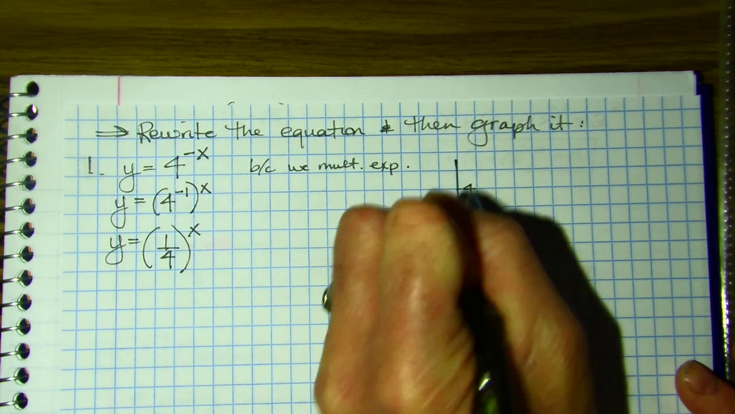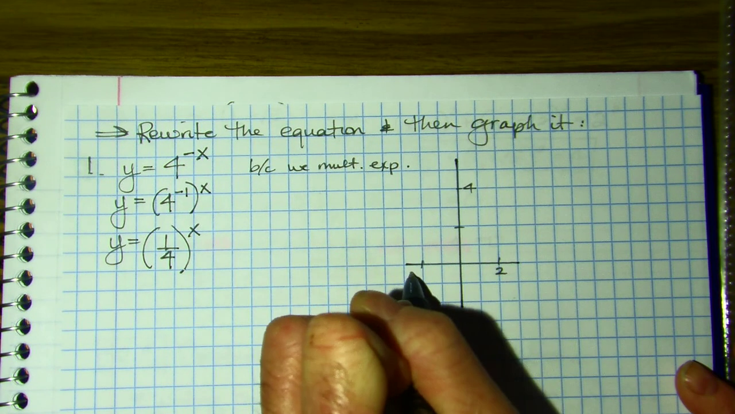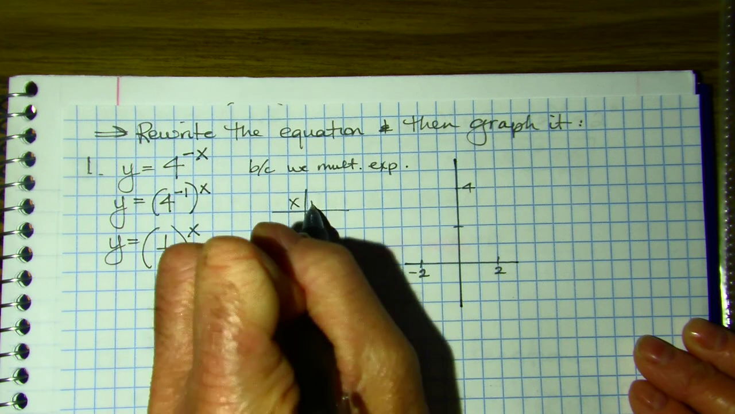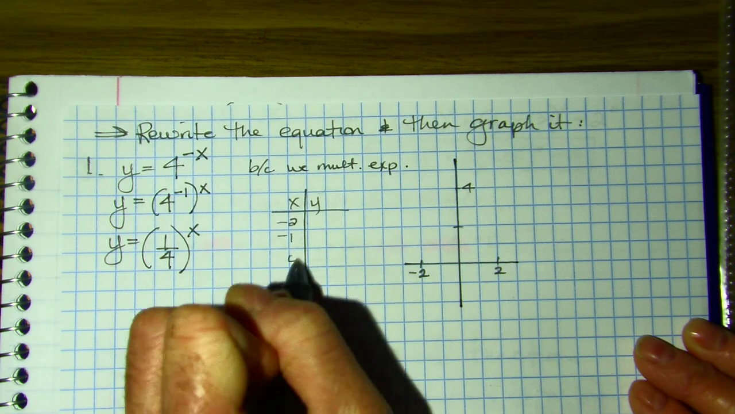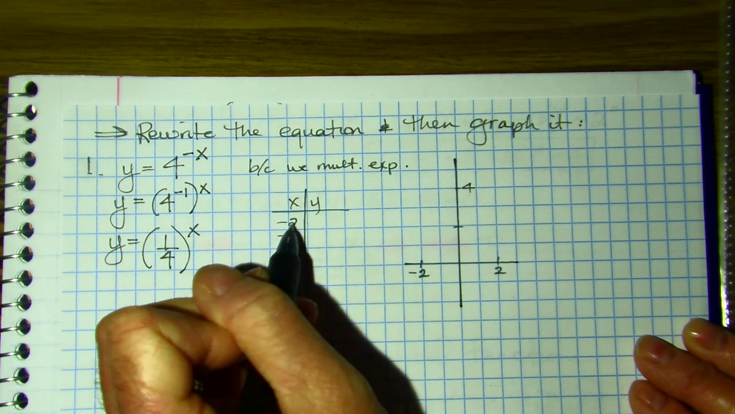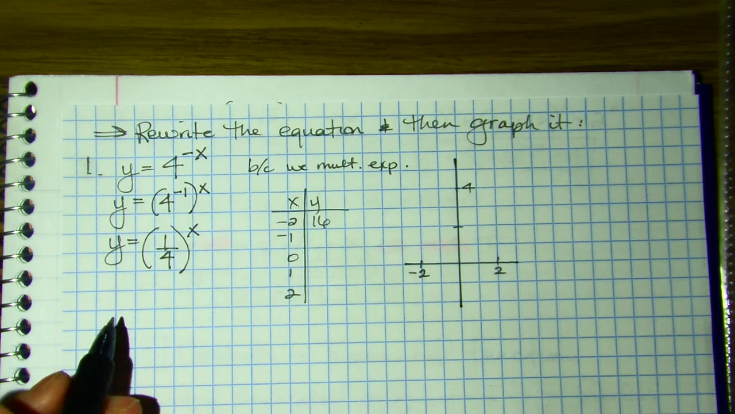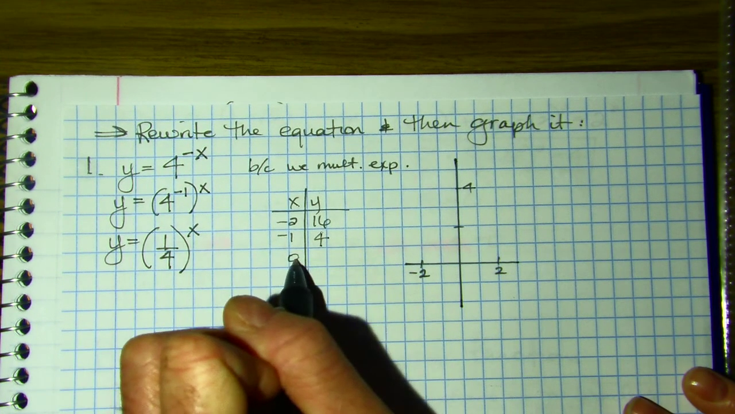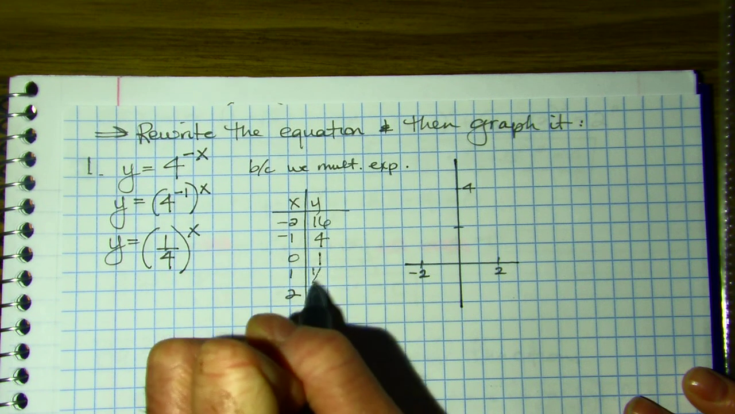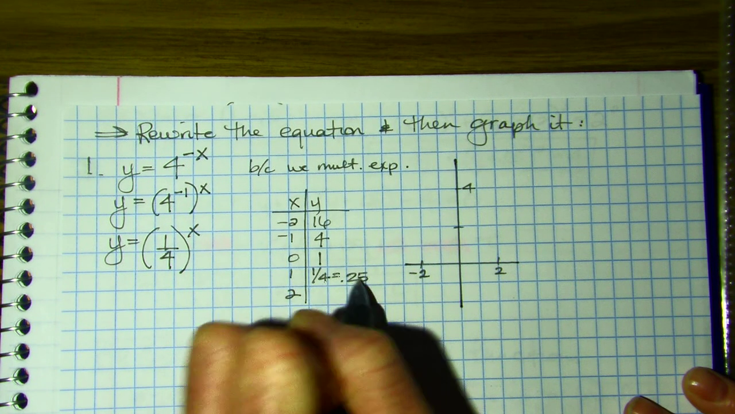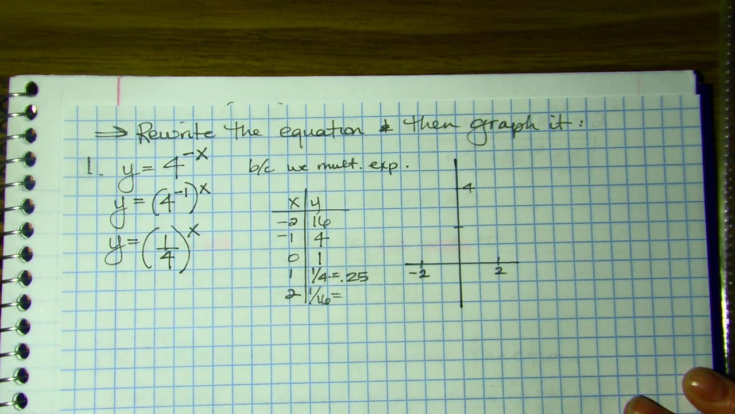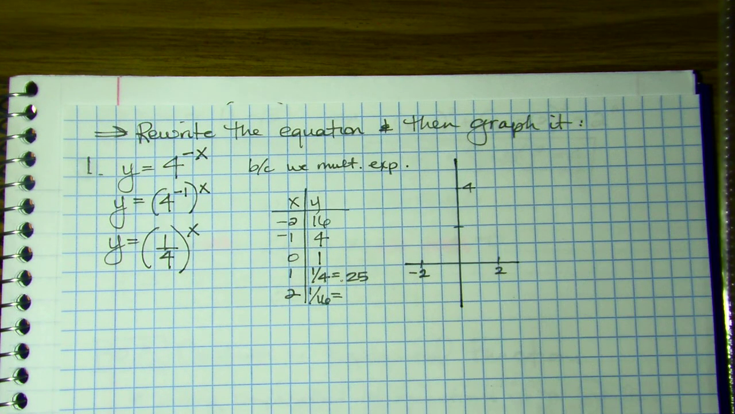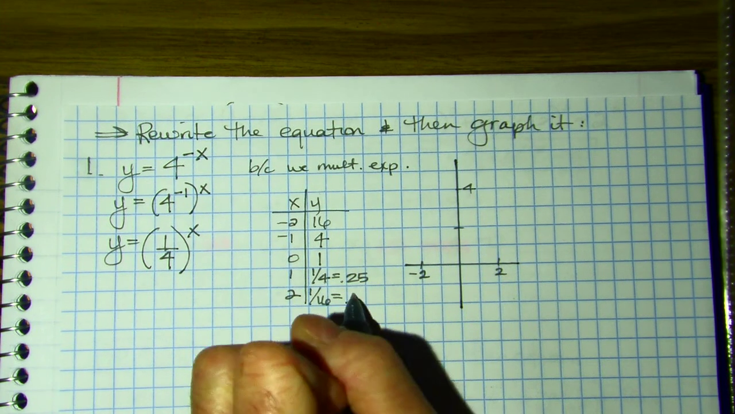I'm only going to use a few points. So just in a little table, -2, -1, 0, 1, 2. 1/4 to the negative second would be 16 because you would flip it over. 1/4 to the negative first would be 4. Anything to the 0th power is 1. This would be 1/4 or 0.25. And this would be 1/16, which I don't have memorized. 1/16, 1 divided by 16 is 0.06.